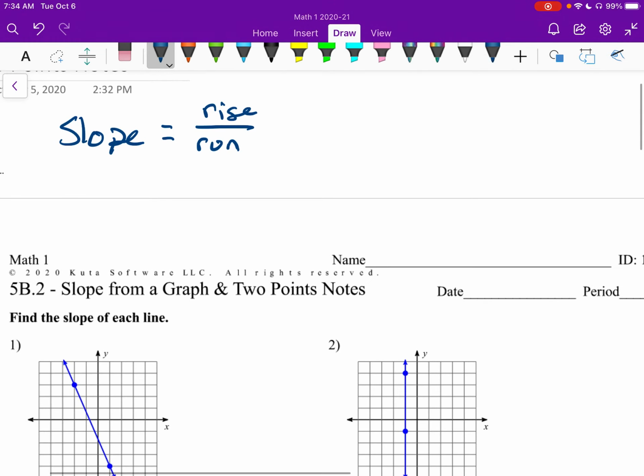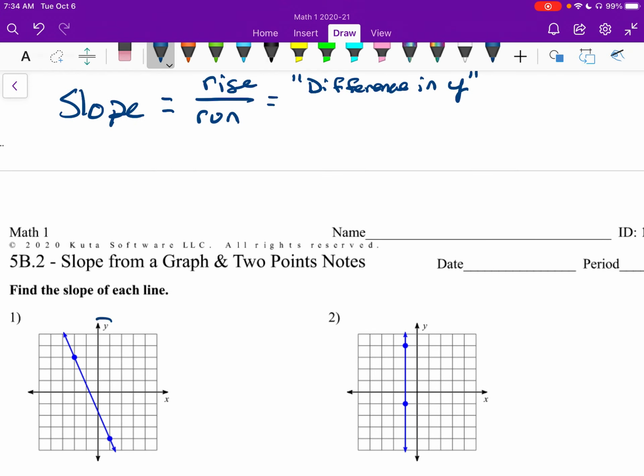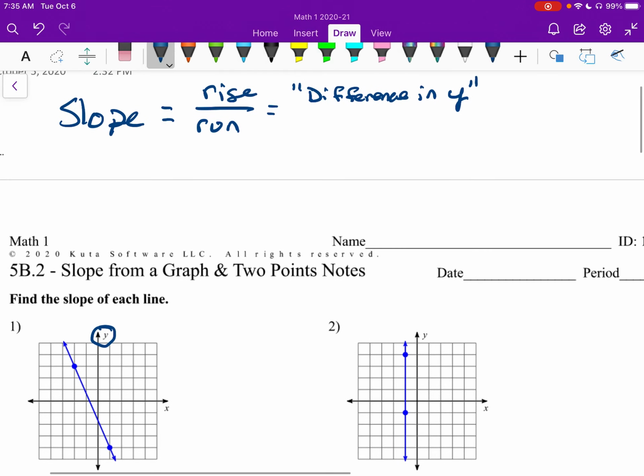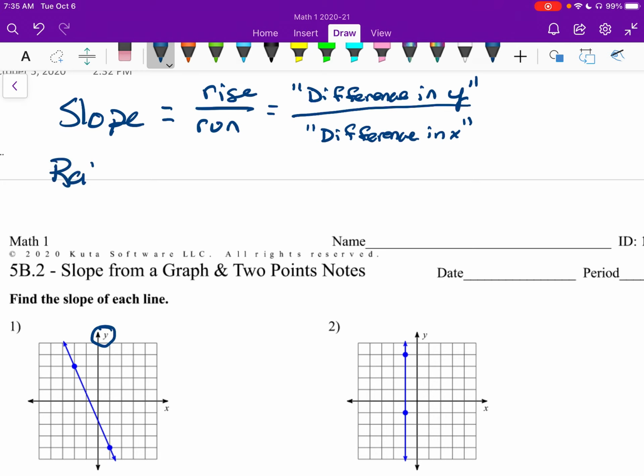So, another way to think about this would be rise would be the difference in y, right? Because the y-axis is the vertical axis. That's the up and down axis. So you can talk about difference in y over the difference in x. Okay, so those are some different ways to think about that. Some people also call slope rate of change. Right? They mean the same thing in this context.